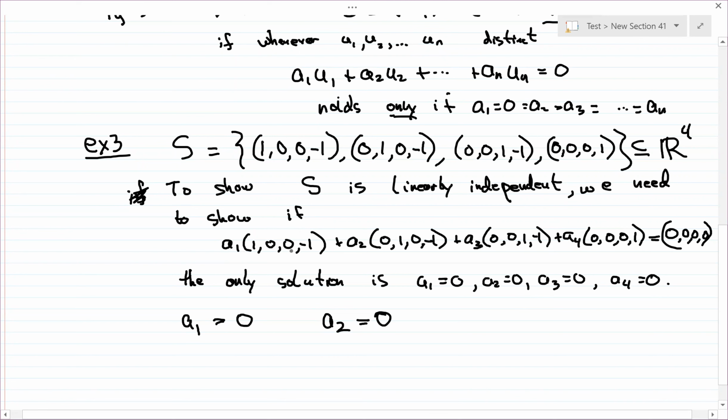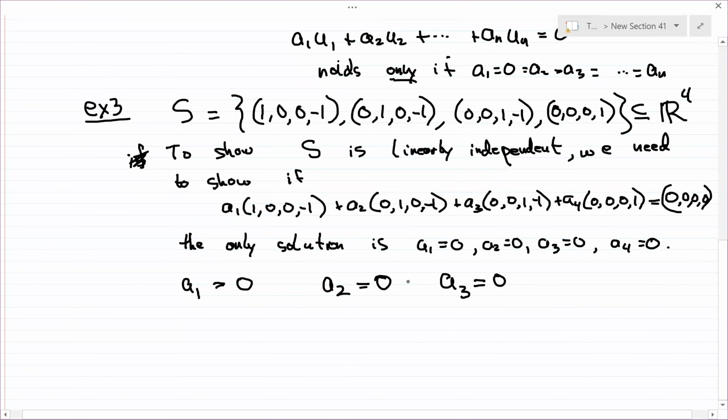Well, there'd be no contribution from this one because 0 times A1 is gone. A2 times 0 is gone. A3 times 1 is A3. There is no contribution from this, and the third one here is this. So look, you've already got the first 3 have to be 0. So to finish it off, all we have to do is compare the fourth components on both sides of the equation.